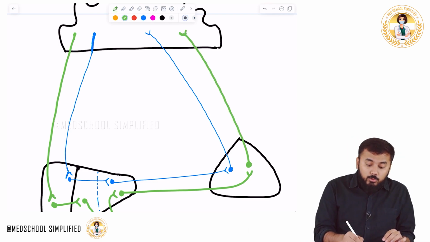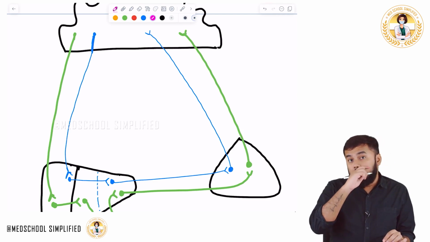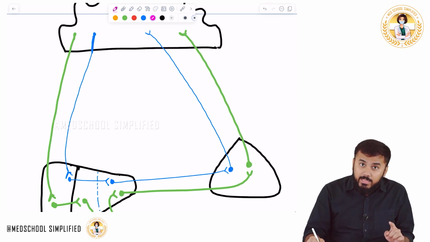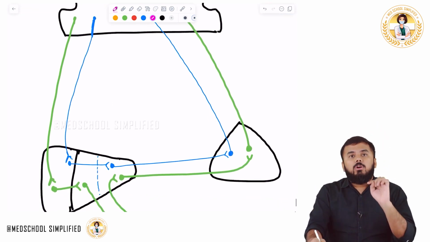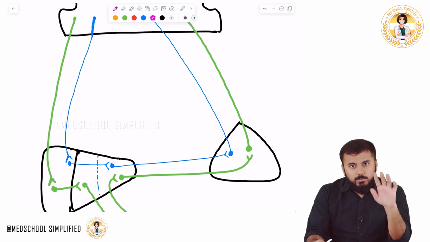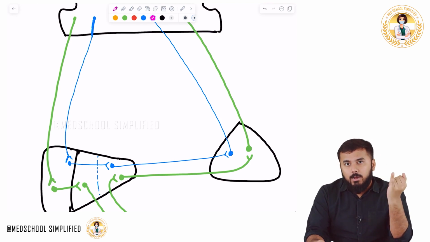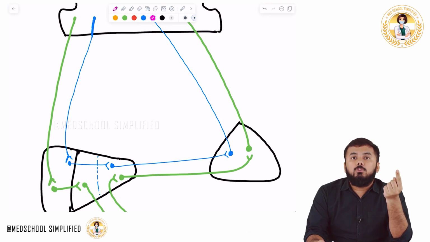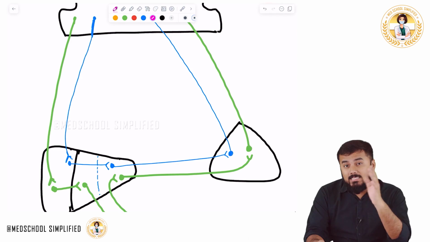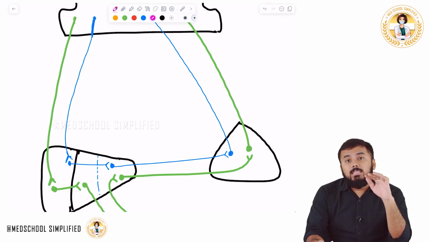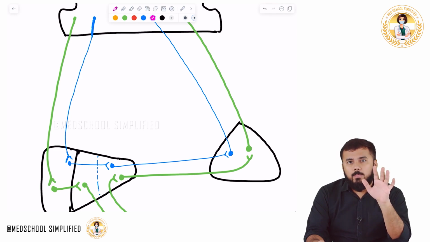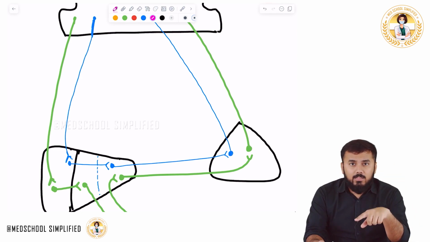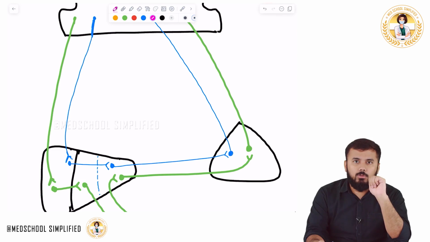Now you should know the nature of these neurons. What I mean by nature of these neurons is that you have got two important neurotransmitters here. One is called GABA, another one is called glutamate. Glutamate is an excitatory neurotransmitter, which means it will excite things. GABA is an inhibitory neurotransmitter, which will inhibit the neurons. Glutamate will activate the neurons, whereas GABA will inhibit the neurons.